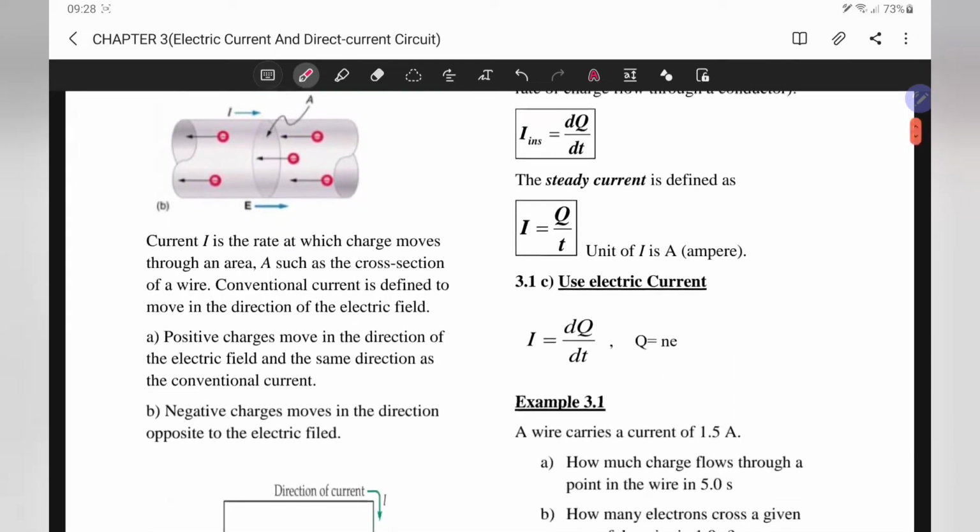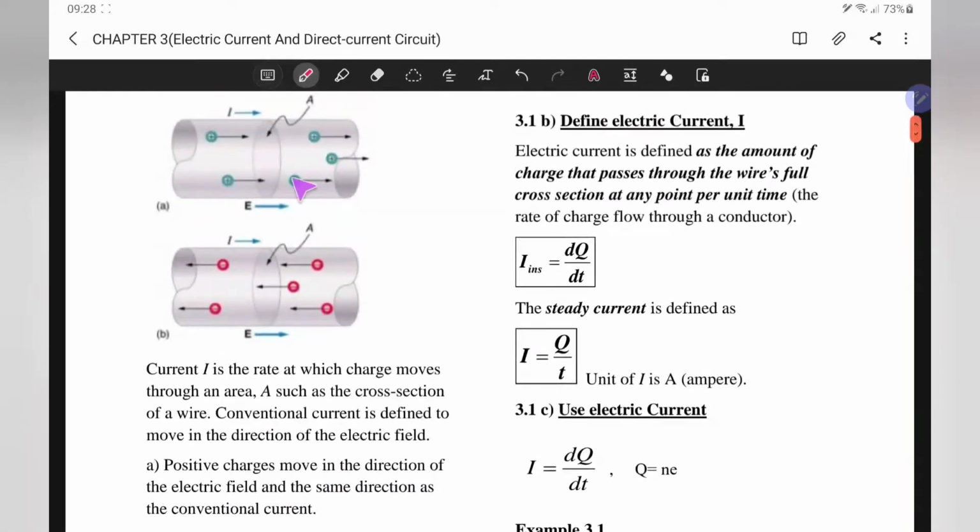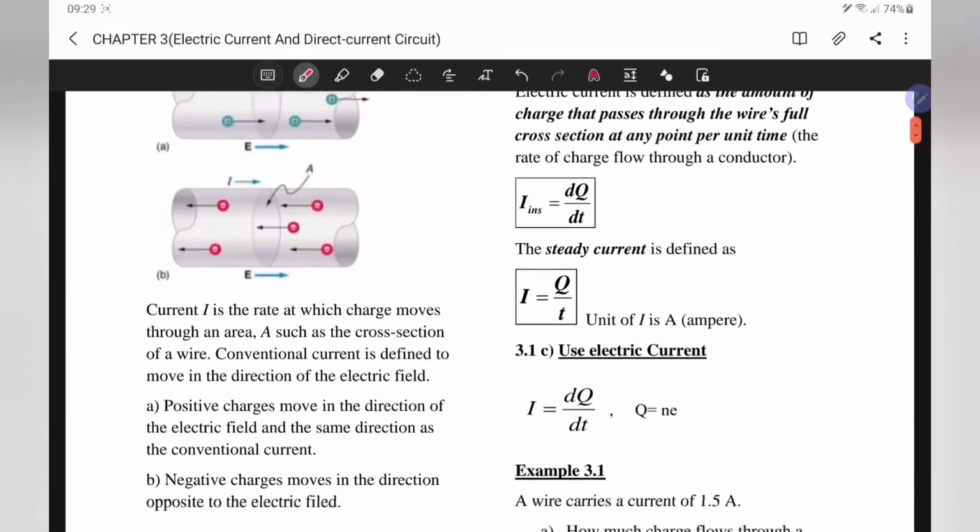Based on that, positive charge moves in the direction of the electric field and the same direction as the conventional current. Let's say this is the direction of the electric field, directed to the right. When the carrier charge is a positive charge, the flow of charges is also to the right, isn't it? So its direction is still the same as the direction of the electric field. That one is under conventional current.